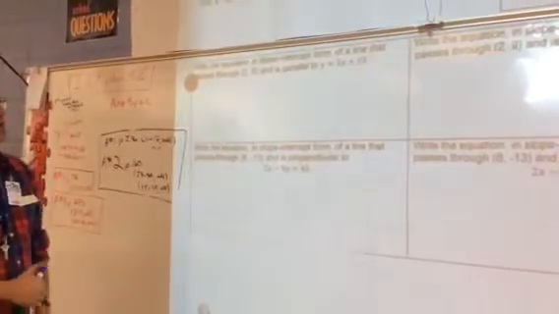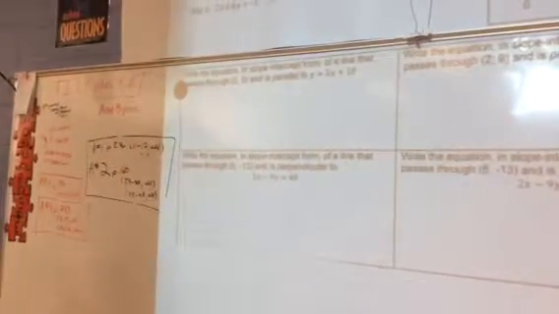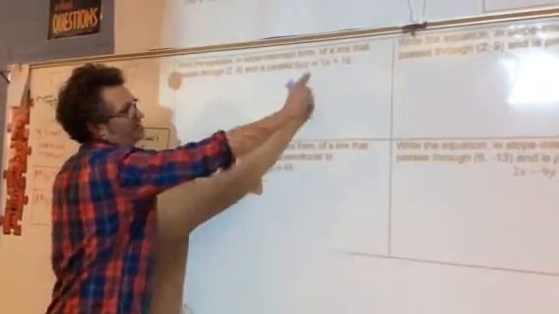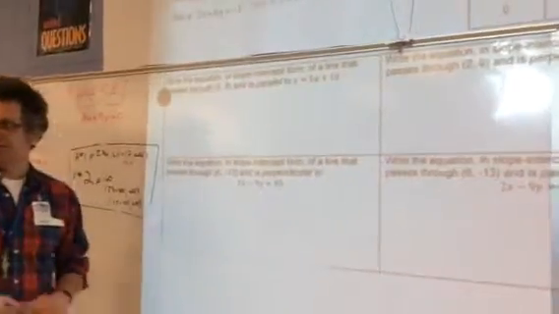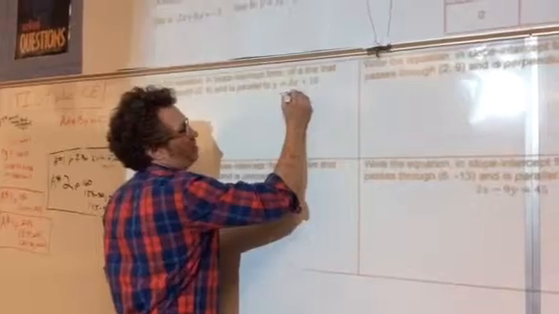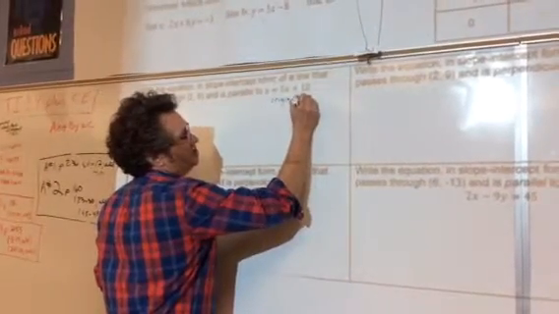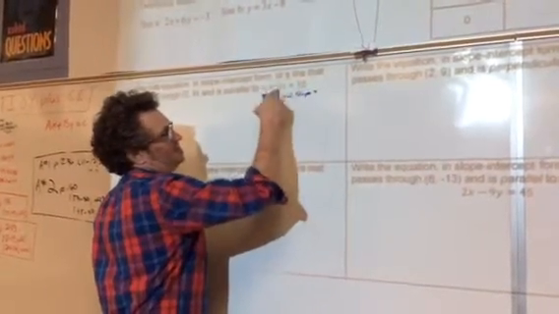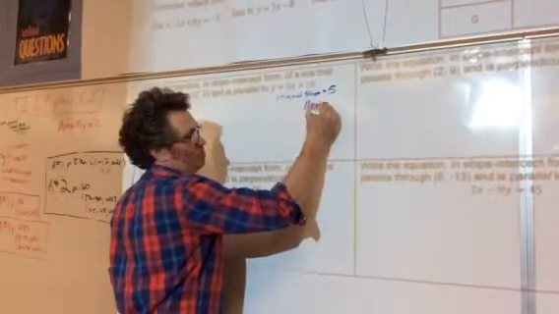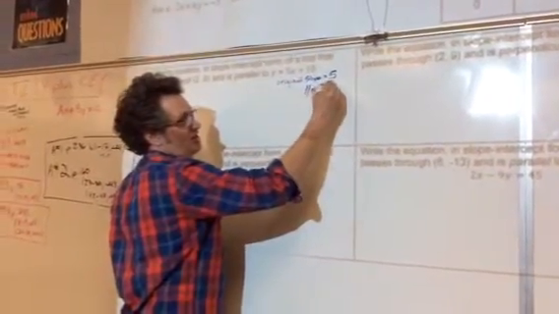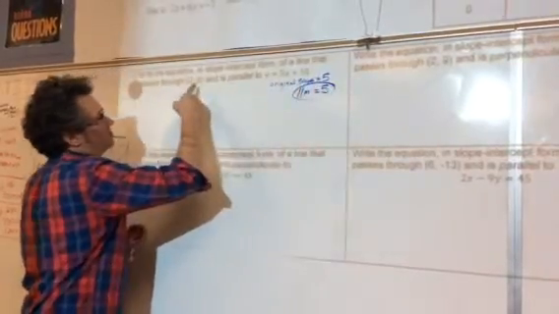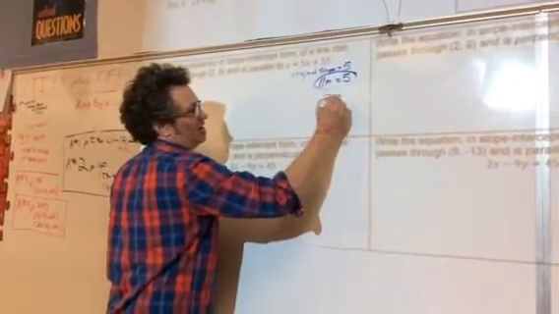Write the equation in slope-intercept form of a line that passes through the point (2, 9) and is parallel to y equals 5x plus 10. So the first thing we do is find what the original slope is. The original slope of this equation is 5. Therefore, the parallel slope is also going to equal 5. It also goes through the point (2, 9).